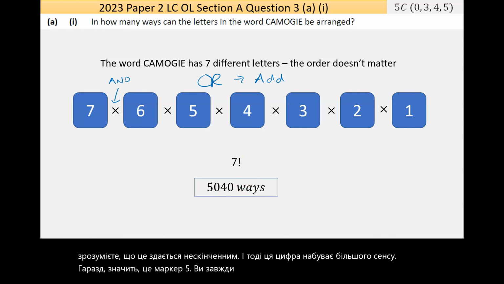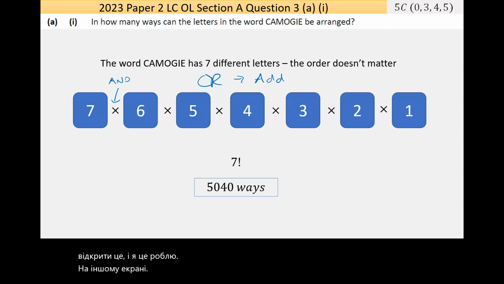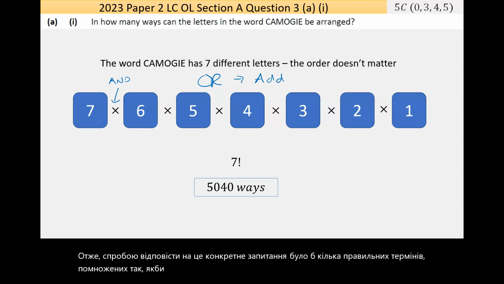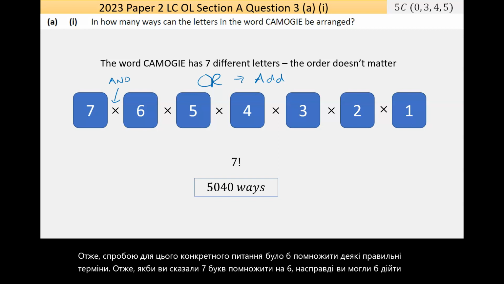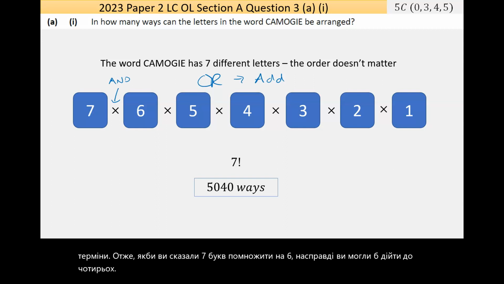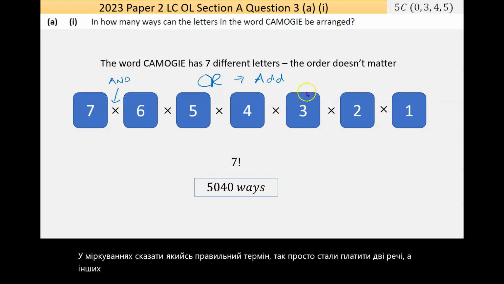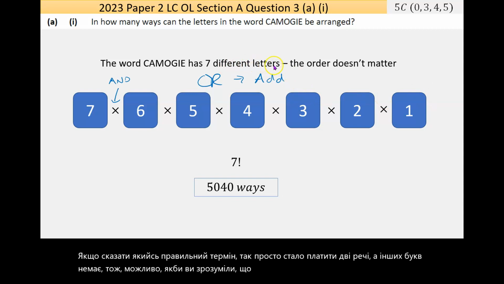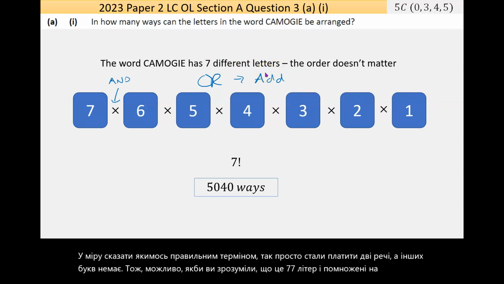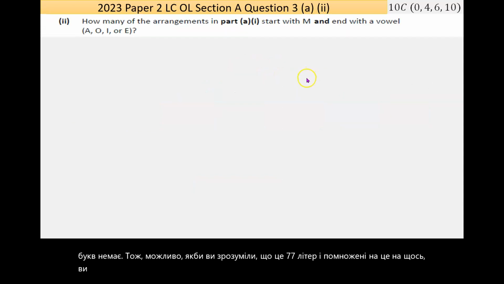So now I should have had this open, and I do on a different screen. The attempt for that particular question would be some correct terms multiplied. So if you had said 7 letters times 6, you might have got up to the 4 there. It does say some correct terms, so just multiplying 2 things. Maybe if you'd realized that there were 7 letters and multiplied that by anything, you would have got the attempt. Now, part 2 is a 10 marker.